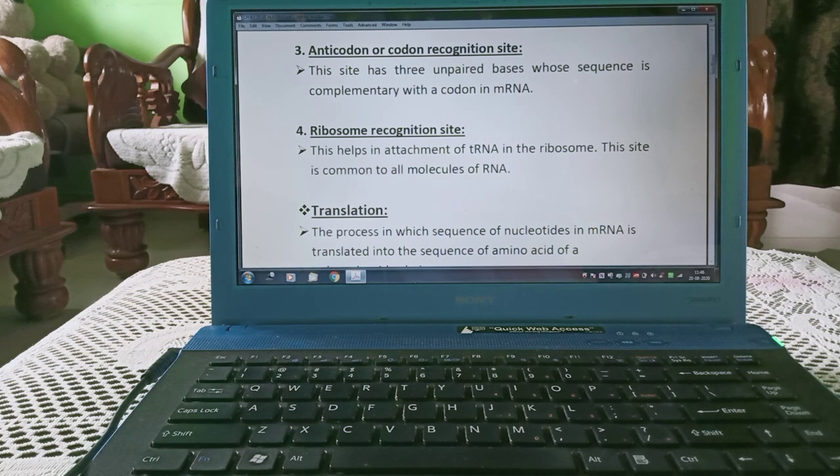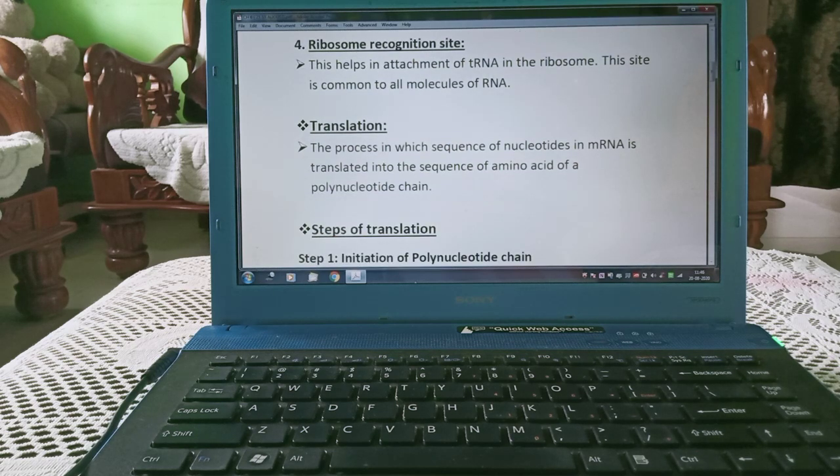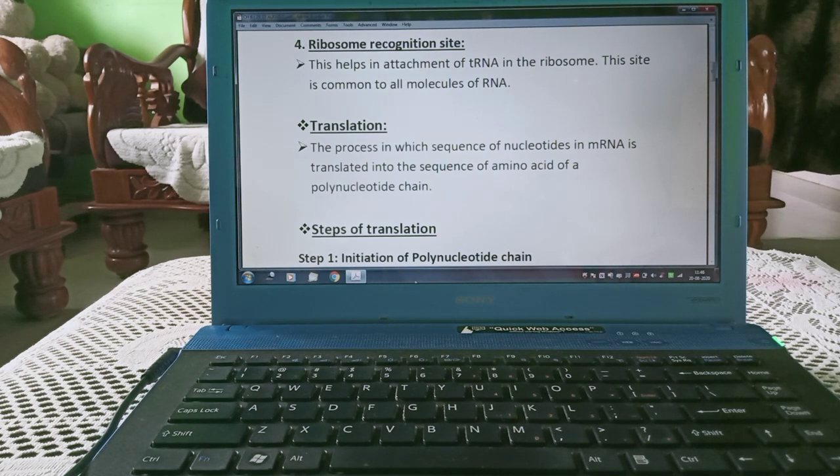Ribosome recognition site. This helps in attachment of transfer RNA to the ribosome. This site is common to all molecules of transfer RNA. Translation: the process in which the sequence of nucleotides in messenger RNA is translated into the sequence of amino acids of a polypeptide chain.